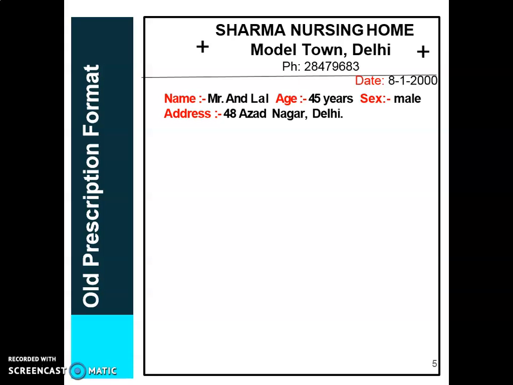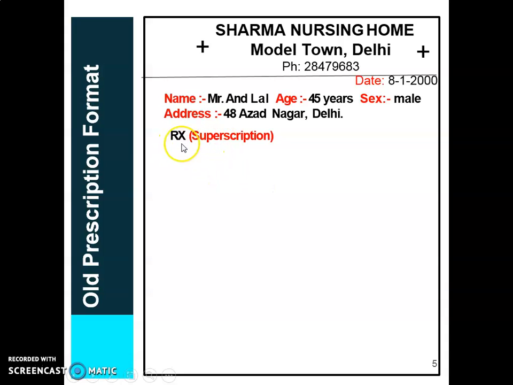Second part, name, age, sex and address of the patient. This information must be written because it serves to identify the prescription. It also helps the pharmacist to check the prescribed dose of medication in case of children.